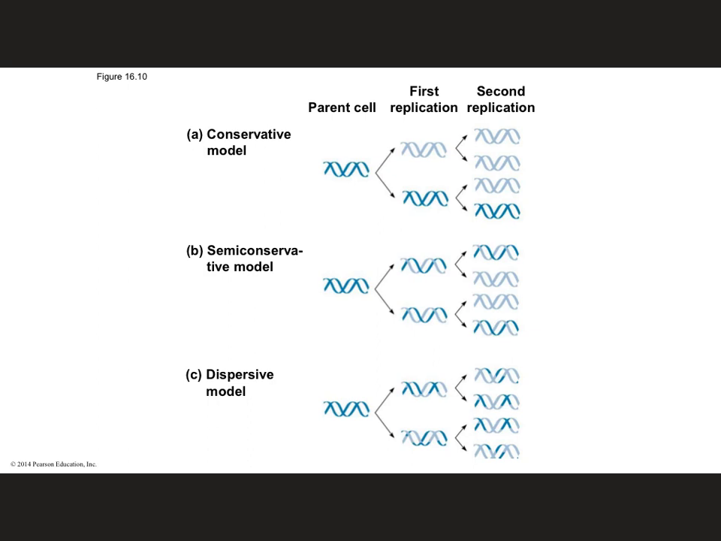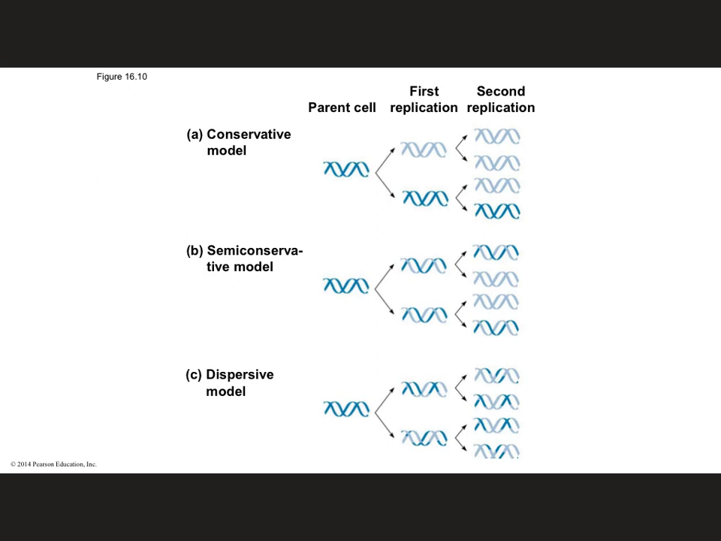But how does DNA then replicate itself? The idea was that the hydrogen bonds would break and that the two chains would separate from each other, and then the chain would act as a template. But there were three different models in which that could occur. The first one was the conservative model.